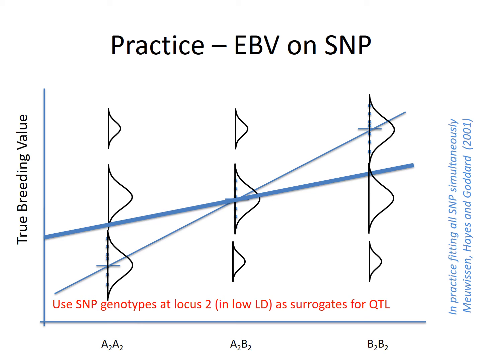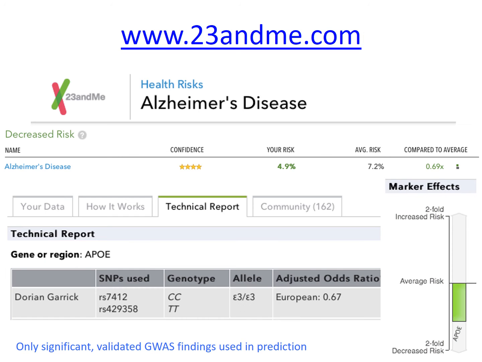Now, this technology was first made available to the public through a company called 23andMe, and the company was called 23andMe because in humans, unlike cattle, we have 23 pairs of chromosomes. And they did this particular experiment in relation to Alzheimer's disease.